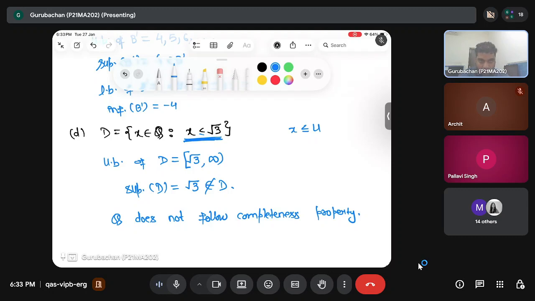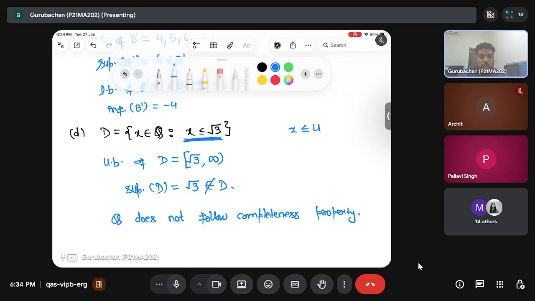Okay. First of all, the priority condition is you must have an upper bound. Then you can guarantee the existence of a least upper bound if that set follows the completeness property. Here what is happening? You have an upper bound under root 3. In fact, all numbers greater than it are upper bounds of this set. But its least upper bound does not belong to the set. That means we got a set which has an upper bound, but its supremum does not belong to itself. That is why it is not following the completeness property.